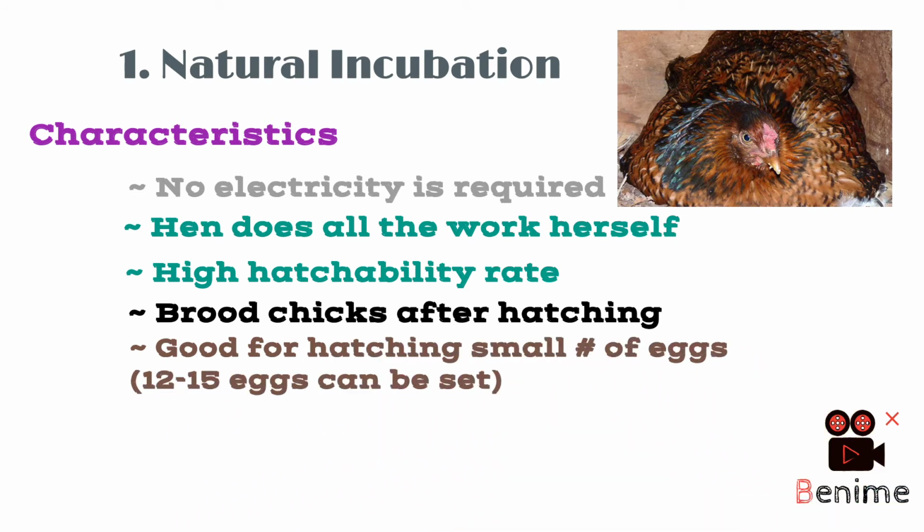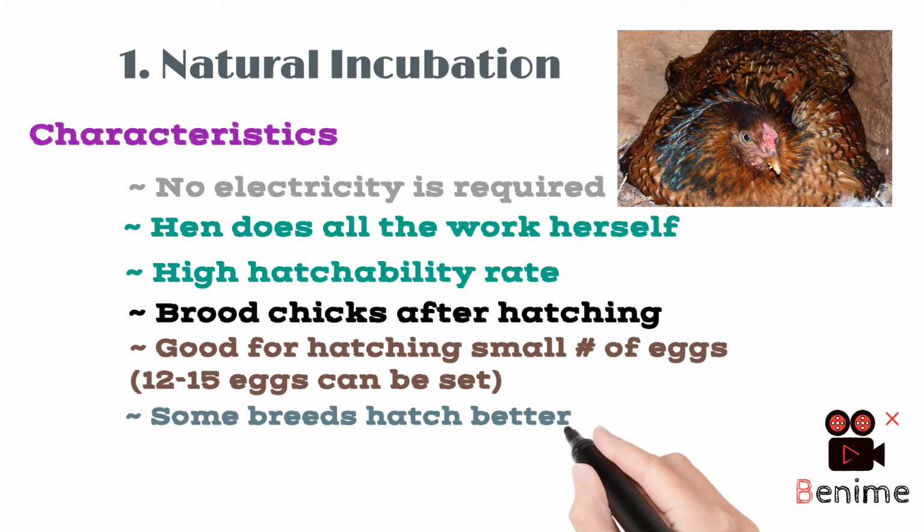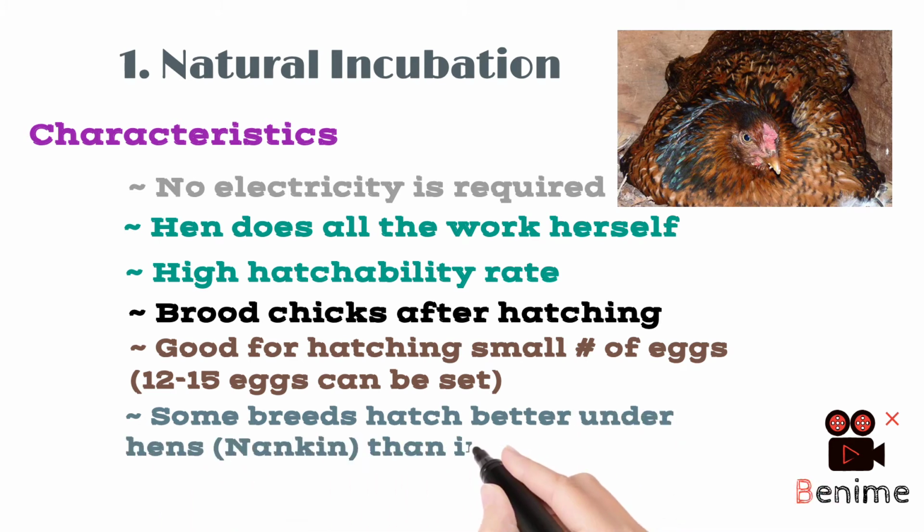Natural incubation is good for hatching a small number of eggs. Around 12 to 15 eggs can be set beneath a single hen, and some breeds also hatch under hens better than in incubators.